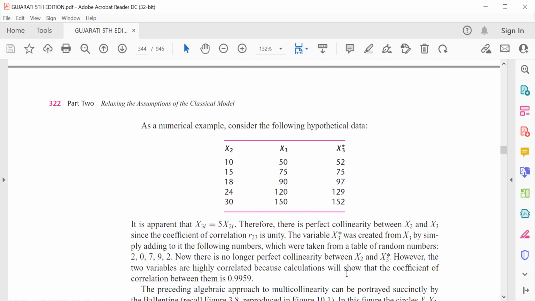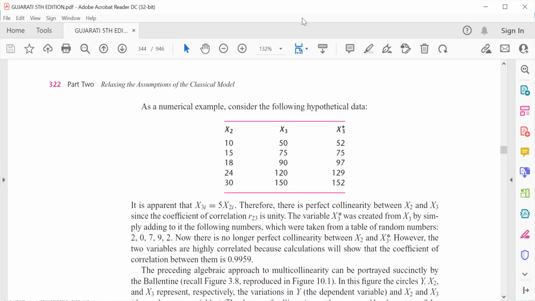Now there is no longer perfect multicollinearity if, for example, the value of X3 is not like X3 here, but becomes X3 star, because we add some number to X3 star. If X3 is exactly 5 times X2, it is perfect multicollinearity.